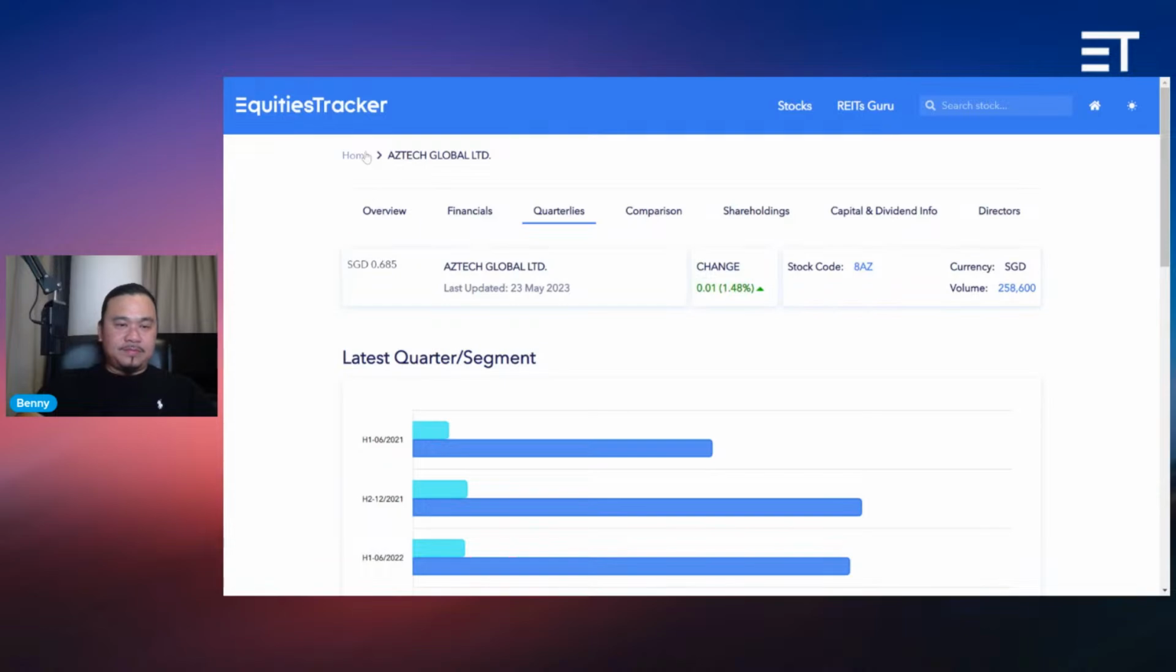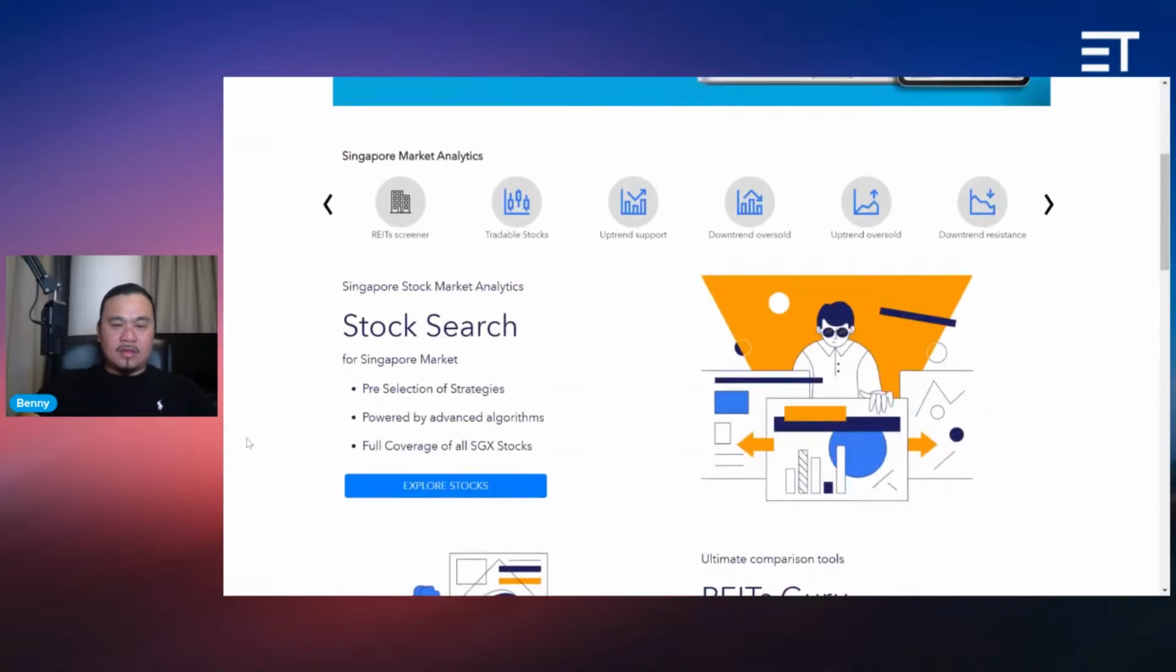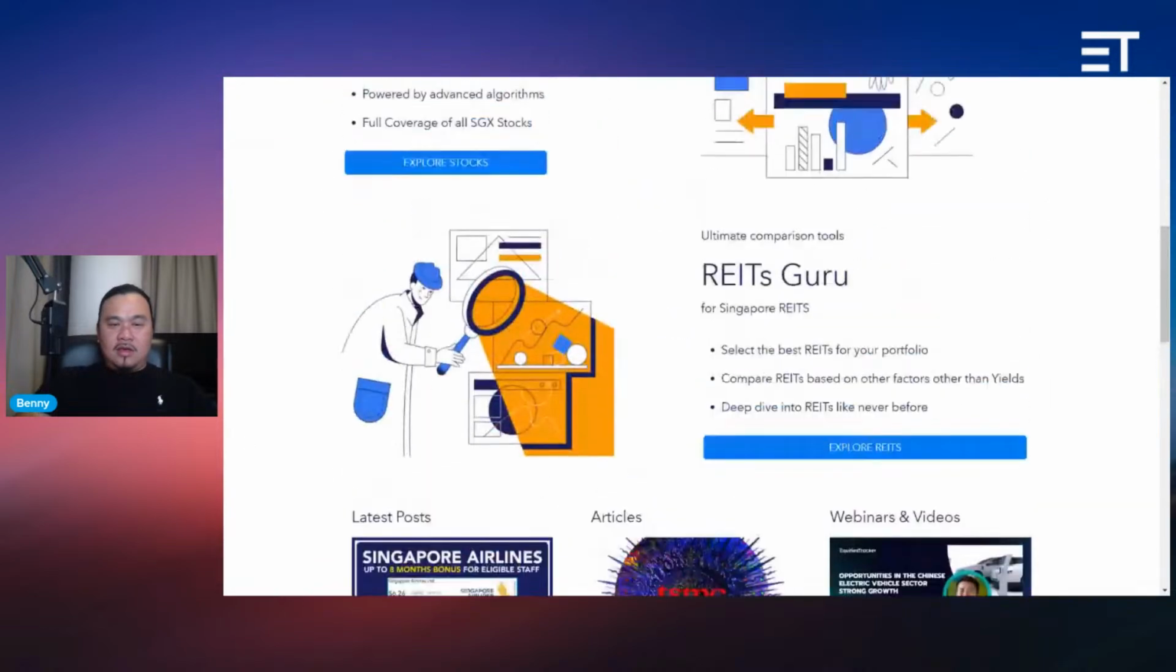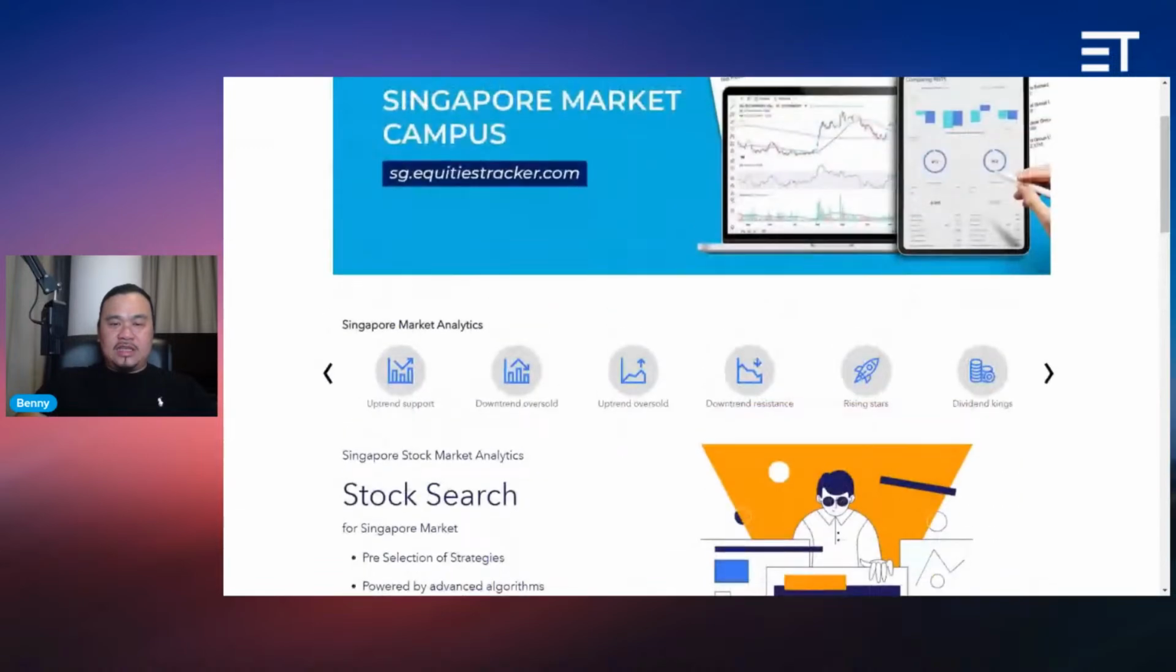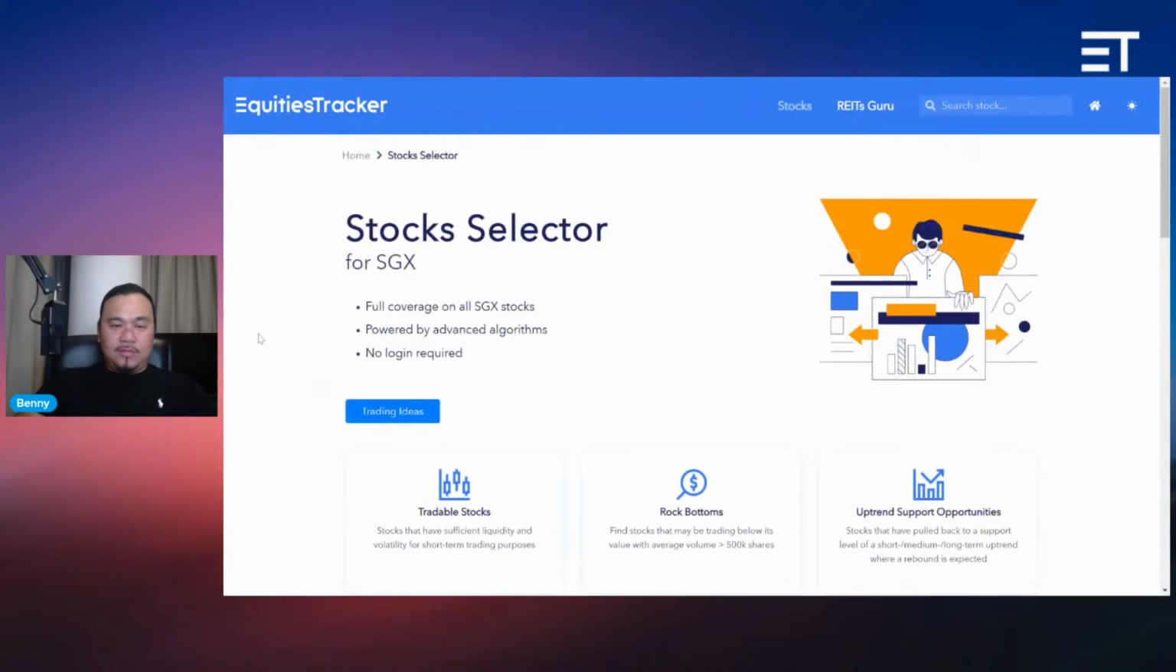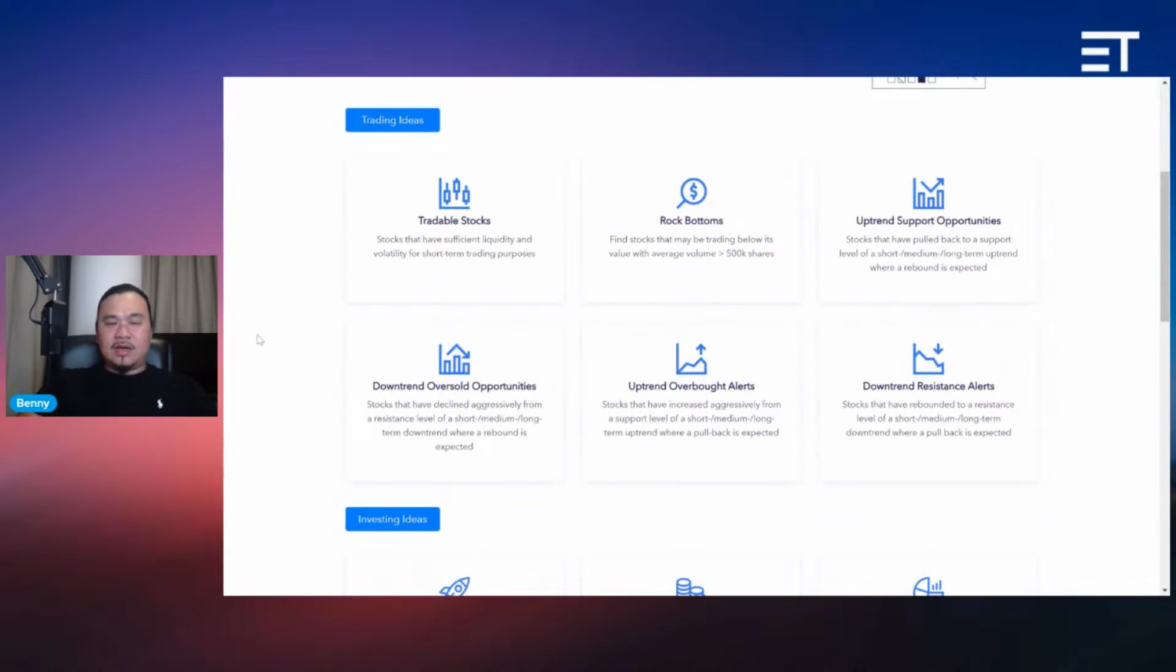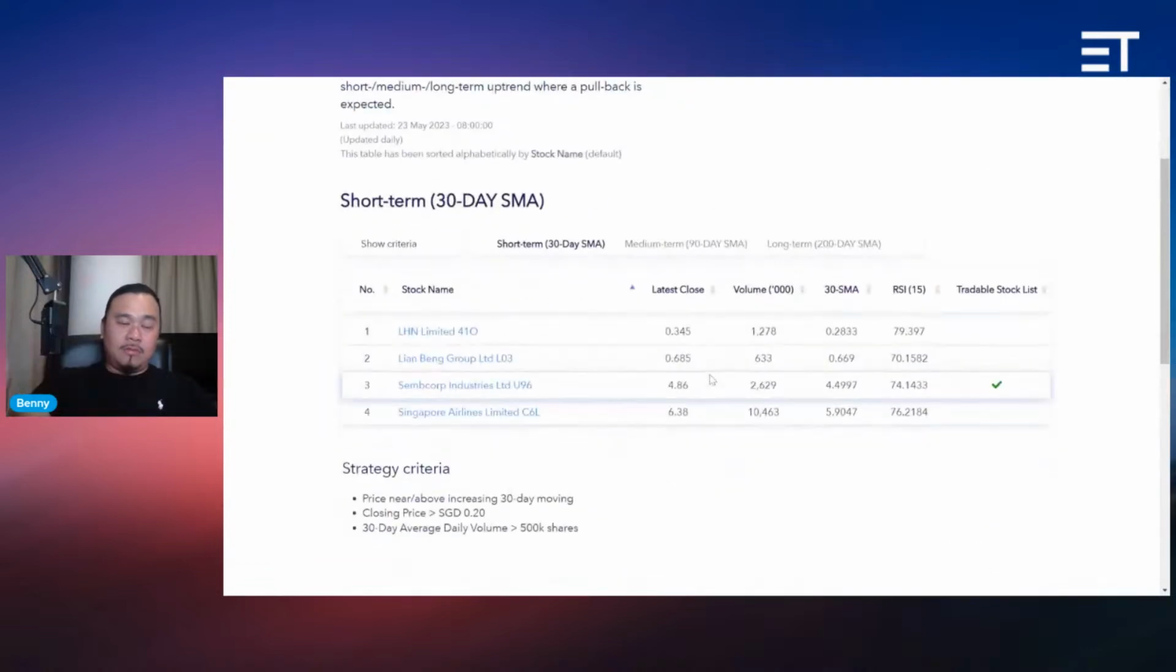All right. Okay, so those are basically fundamentals and also based on technical criteria. So there's also another one here. This uptrend overbought. Uptrend overboughts are basically prices that have been overbought. That means price has already gone up quite significantly, right? For example, let's take a look at LHN Limited.